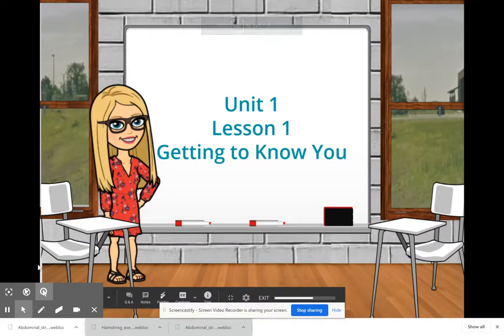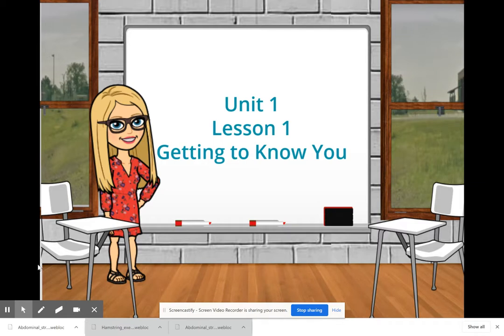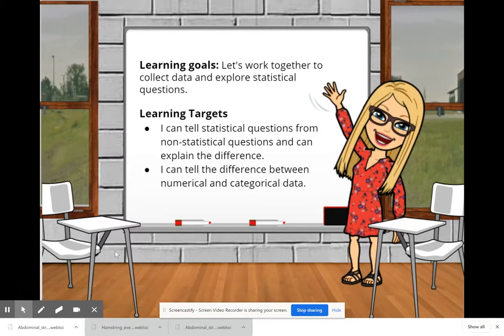Hello. I wanted to go over Unit 1, Lesson 1 with you. Yesterday you did a Nearpod presentation and answered a couple of questions, so I just wanted to go through here and kind of talk about some things to make sure you understand it. So these were our goals.